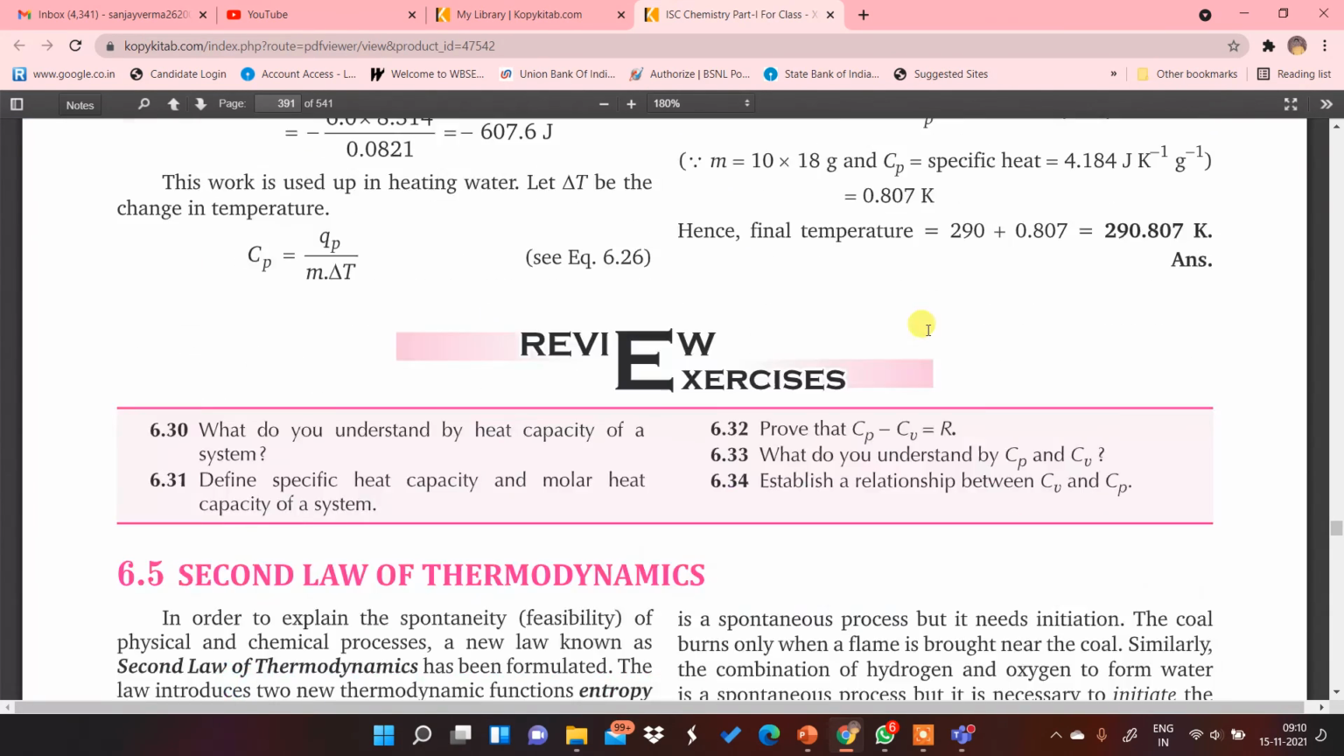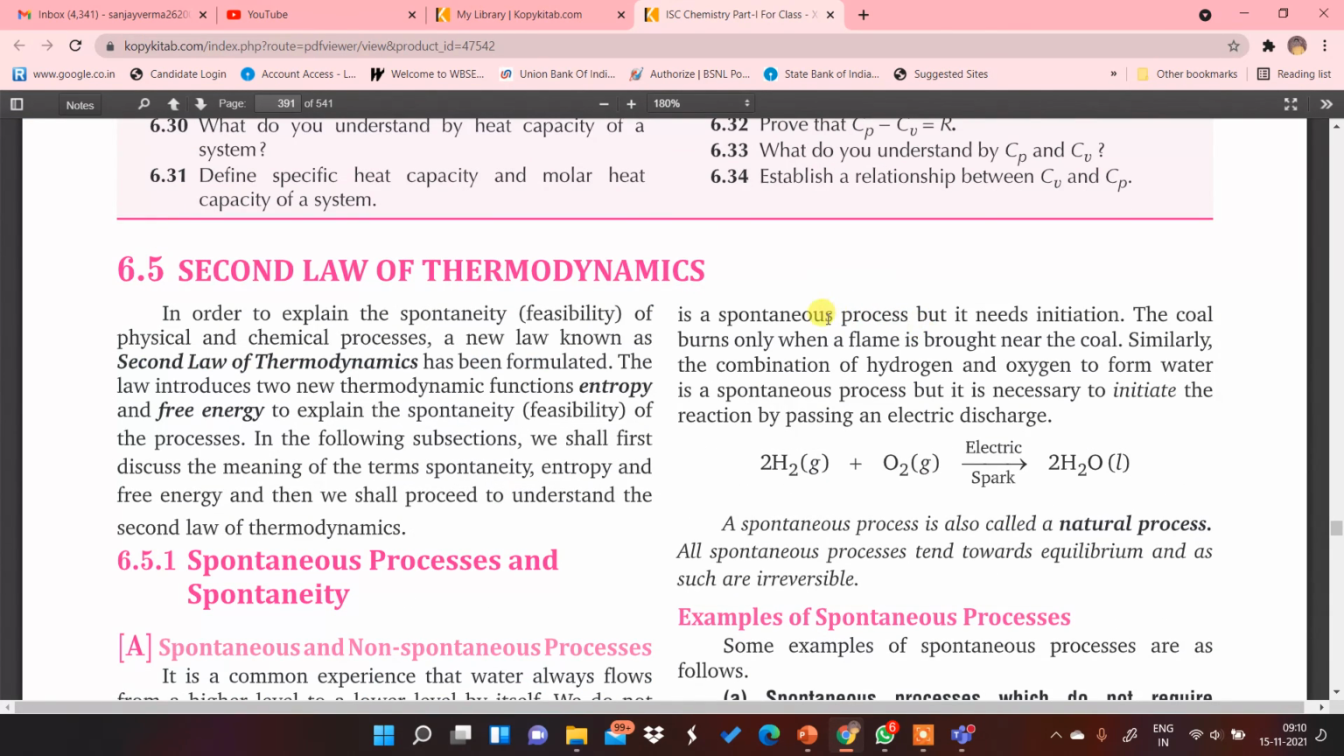Only after that, in the next class, I'll be starting with the second law of thermodynamics. I'll do the second law of thermodynamics in the next class. So today I would like to stop my class here.